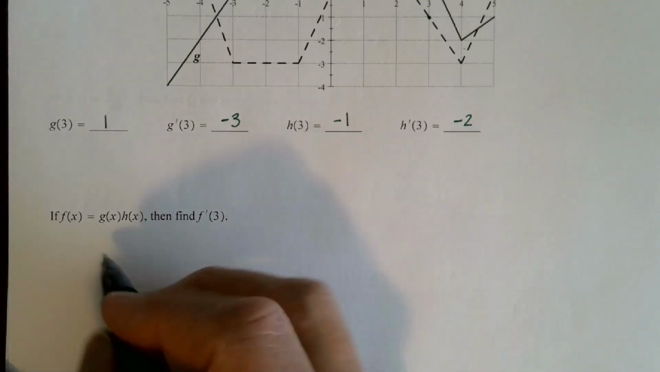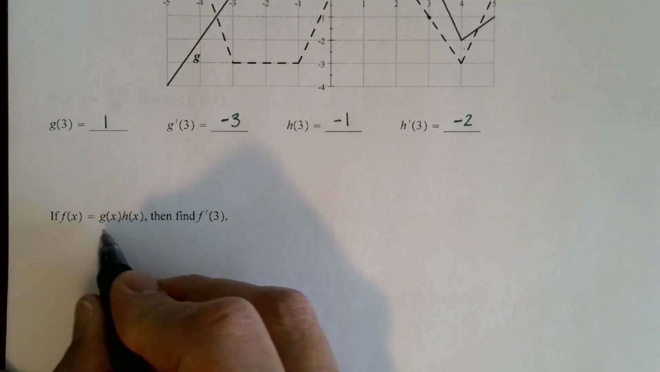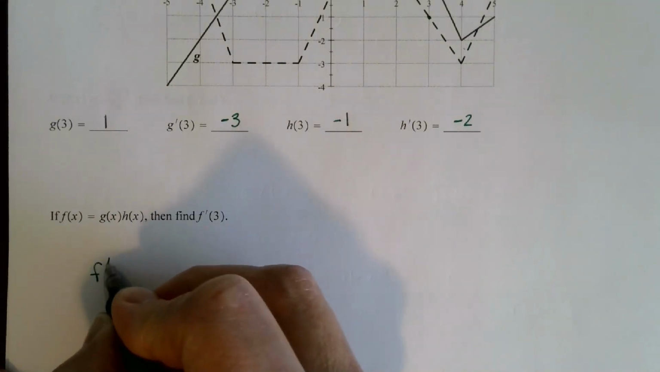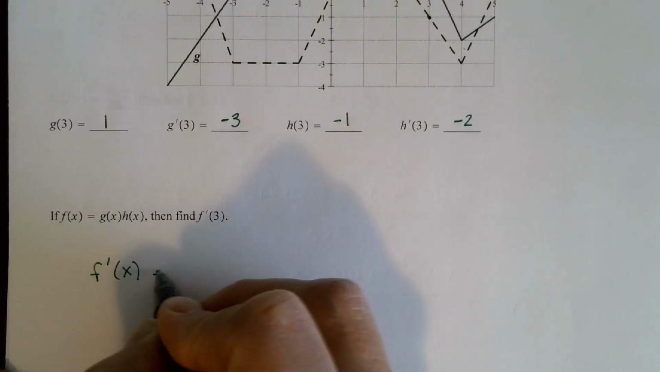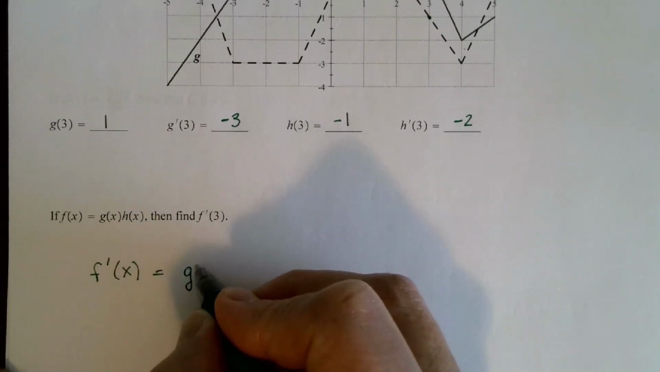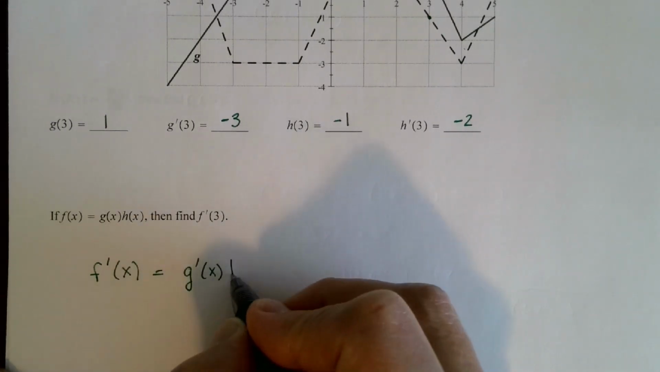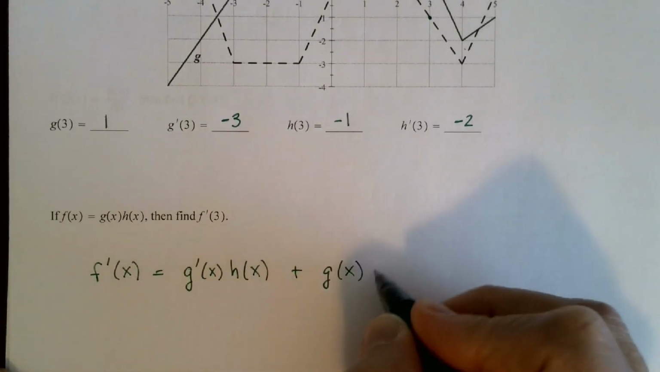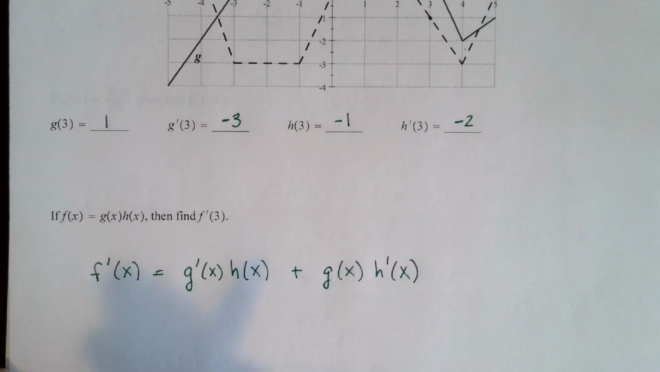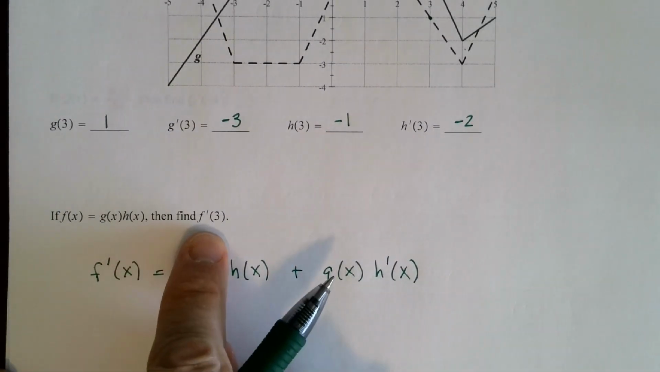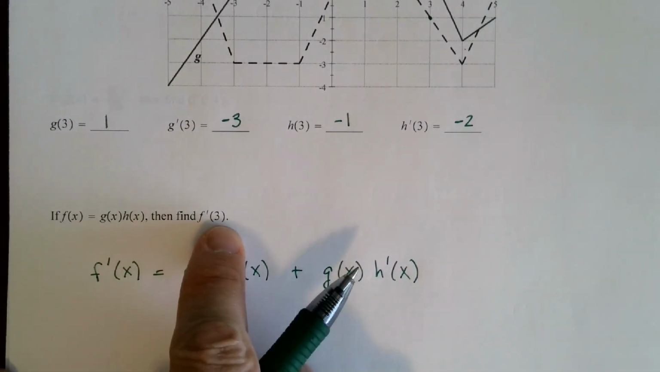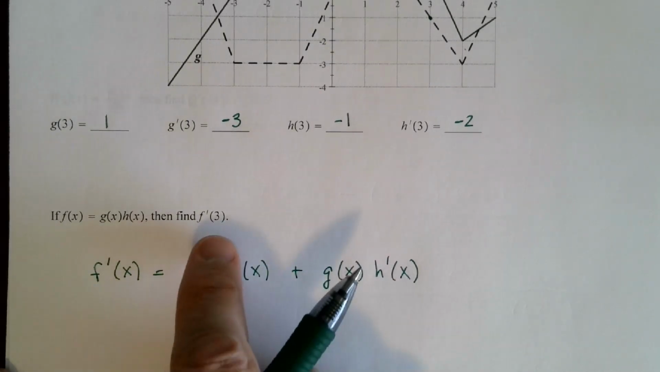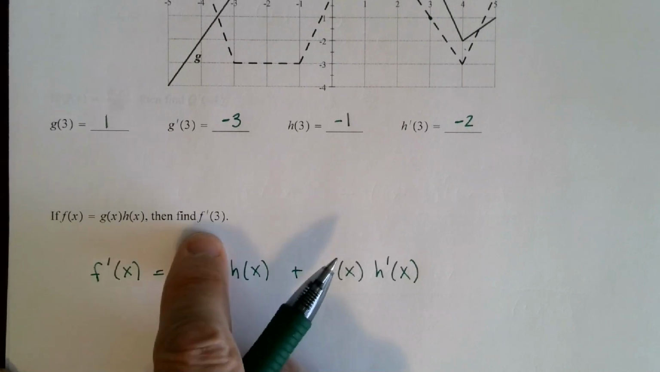Well, in this case, how do I find the derivative? I use the product rule, right? So the derivative of the function f is what? Product rule: derivative of the first function times the second, plus the first function times the derivative of the second. Now, someone might say, well, it says find f prime of 3, and you found f prime of x. Well, yeah, I did find f prime of x. You've got to find f prime of x first before you find f prime of 3.